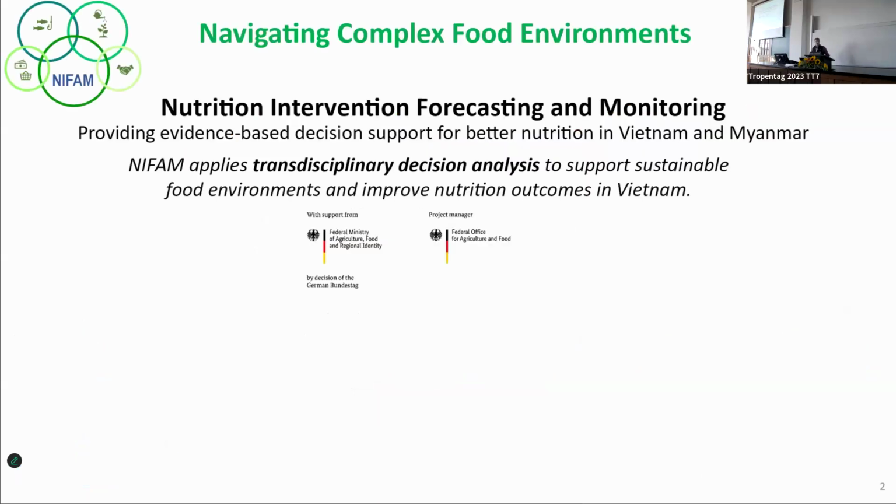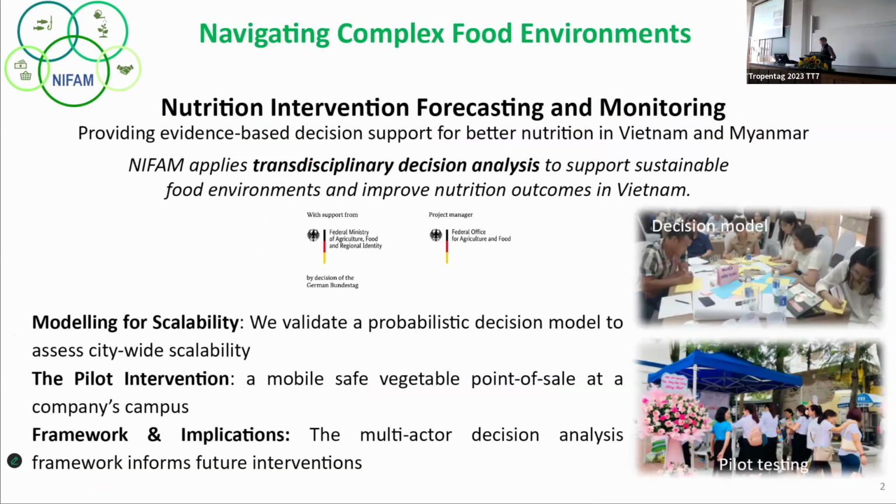So we're part of a project called Nutrition Intervention Forecasting and Monitoring. And our idea within this project is to provide relevant decision support through modeling approaches, transdisciplinary approaches to support sustainable food environments and improve nutrition outcomes. We're working in Vietnam and Myanmar. This work is in urban Hanoi in Vietnam. And I'm going to tell you really three main things. Hopefully within the time that's allotted, I'll tell you a little bit about modeling for scalability.